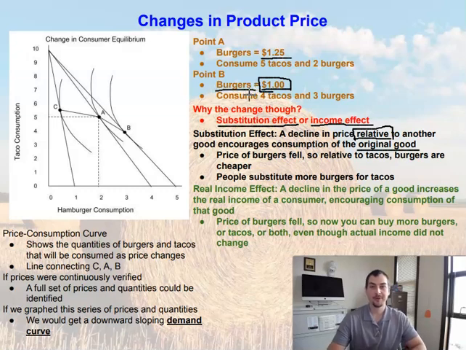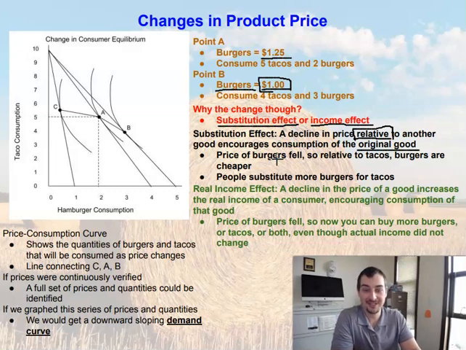Whenever we talk about the term relative, we're comparing it back to something. So what is the price of burgers relative to the price of tacos? What is the price of tacos relative to the price of burgers? The substitution effect says that a decline in the price relative to another good encourages consumption of the original good. So the decline in price of hamburgers is going to encourage a higher consumption of hamburgers. And guess what happens? We go from 2 hamburgers to 3 hamburgers because the price fell.